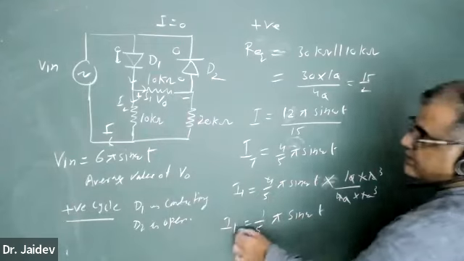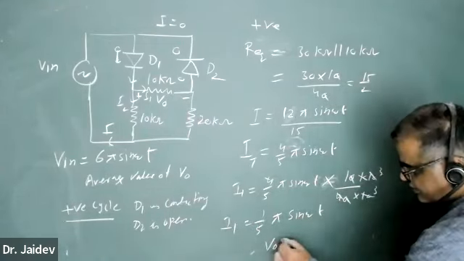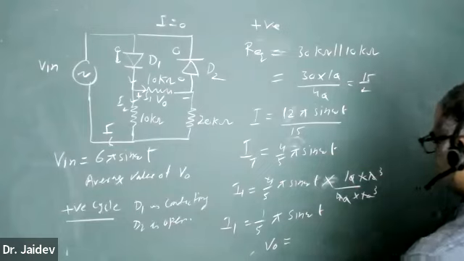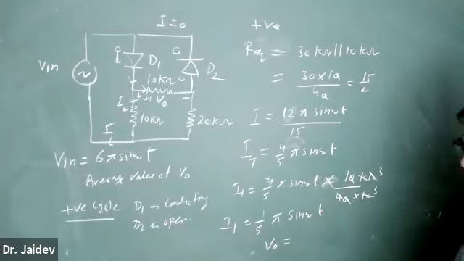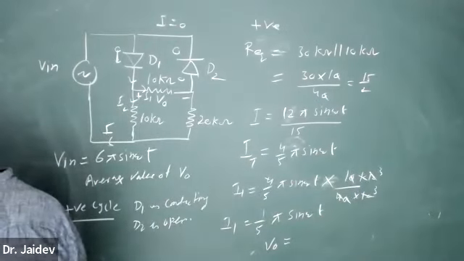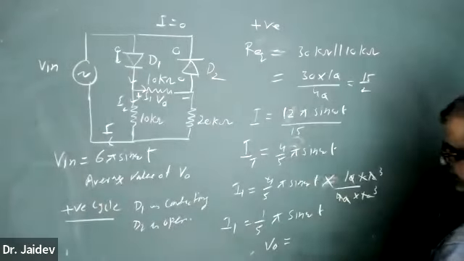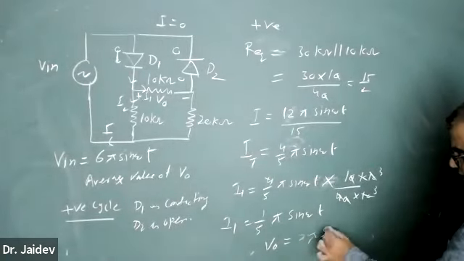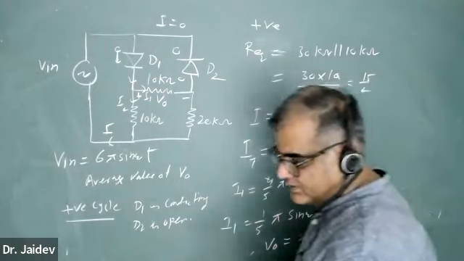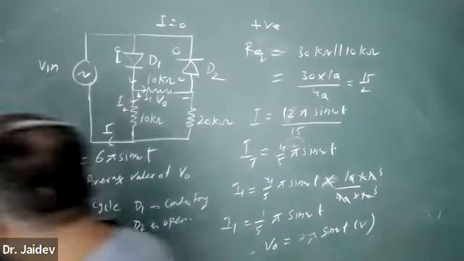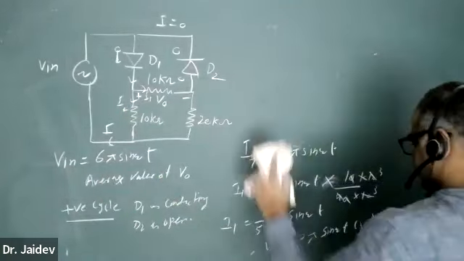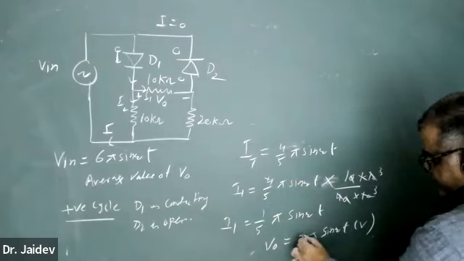This is your I1. Now how much will V naught be? This multiplied by 10 kilo ohm. So V naught is 2 pi sine omega t volt. This is your V naught for this time period. Current is moving in this direction, so don't write the equation now; plus or minus sign we will put later. So you got 2 pi sine omega t.